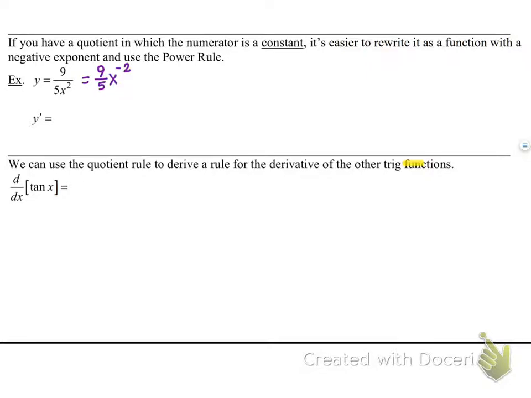Okay, here we go. I don't know when I got interrupted. So I put that in the wrong place. We get negative 18 fifths x to the negative 3.